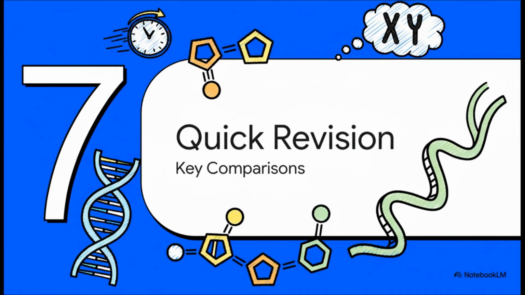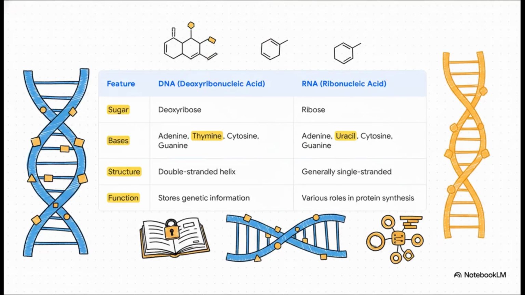All right, so before we finish up, let's do a super quick revision. This is one of those must-know comparisons for any exam, so let's lock it in. Okay, let's nail down the key differences. DNA has the sugar deoxyribose. RNA has ribose. DNA's bases are A, T, C, and G. RNA swaps out the T for a U, so it's A, U, C, and G. For structure, DNA is that famous, stable double helix, perfect for storing information long-term. RNA is usually a single-stranded, more versatile molecule that does the active work, like carrying messages and helping build proteins.